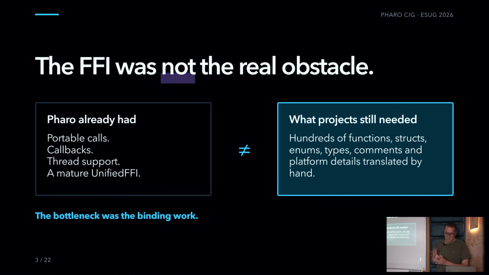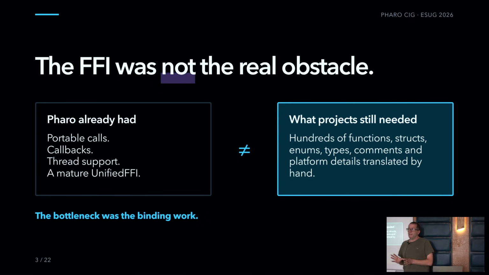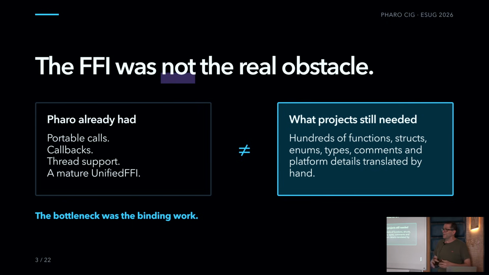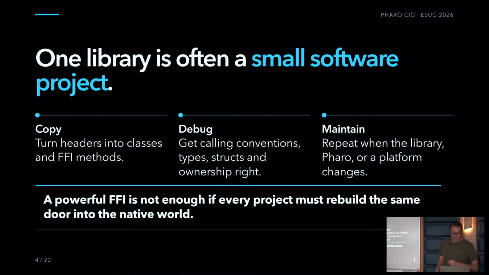And before, you needed to do it by hand. In fact, all the spec.gtk backend that you have seen in my previous presentations was made by hand, for example. That's hundreds of functions and a lot of work. So one library is often a small software problem. You have to copy the headers in the class, you have to debug to see that everything is fine, and then you have to maintain it.